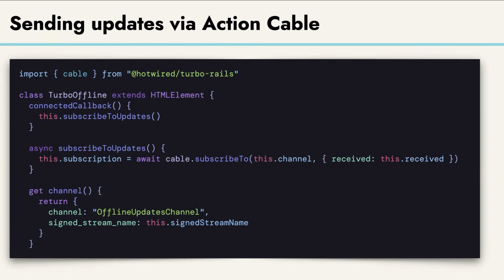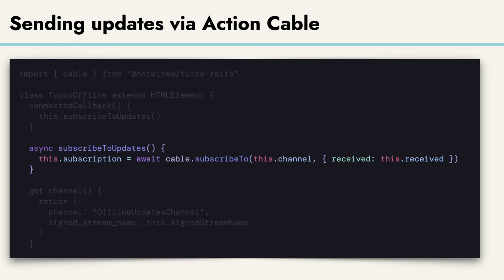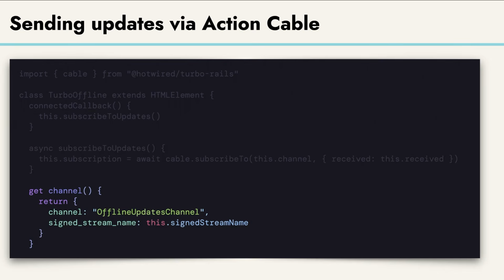And then it was more or less straightforward. I will get the cable connection from Turbo, and then in the connected callback of this custom HTML element, I will subscribe to the channel, the offline updates channel, which is this one.